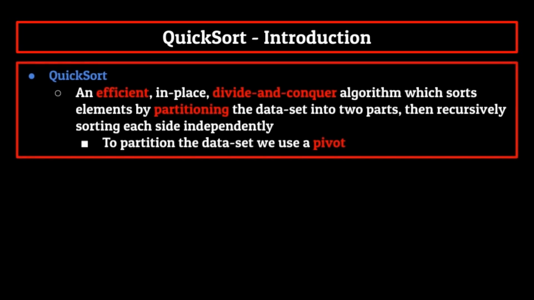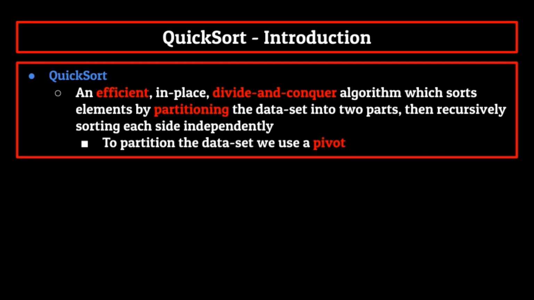Starting with the definition. We can define QuickSort as an efficient, in-place, divide and conquer algorithm which sorts elements by partitioning the dataset into two parts, then recursively sorting each side independently. This continues until we have a sorted list. To partition the dataset into two halves, we use what's known as a pivot, which will help us categorize the data so that it's easier to sort.